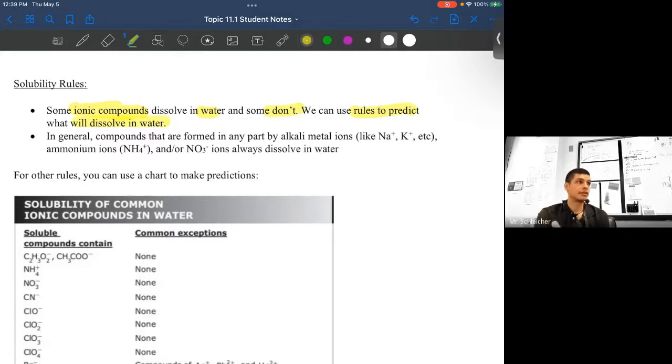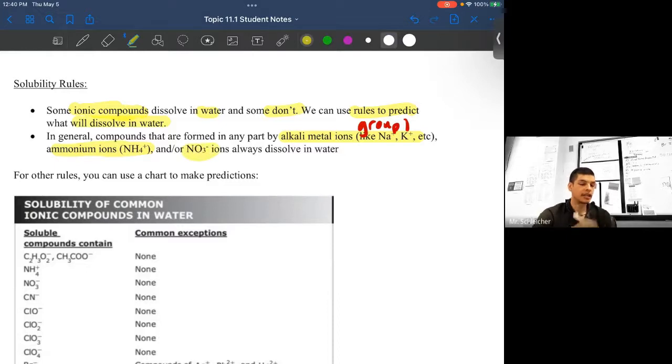Now, in general, there are some rules that will tell us that something's always going to dissolve in water. If you have any ionic compound that contains an alkali metal ion, basically group 1 on your periodic table, anything like Na+, K+, Li+, then it will be soluble. If you have any compound that contains ammonium ions, or NH4+, that will be soluble.